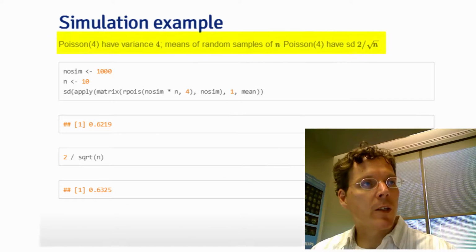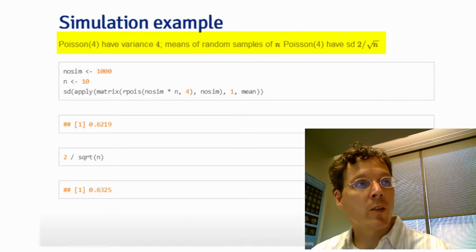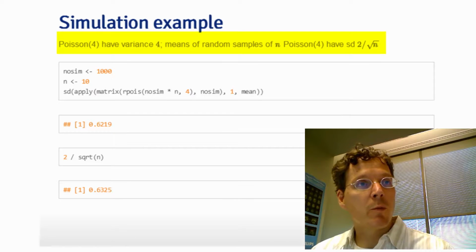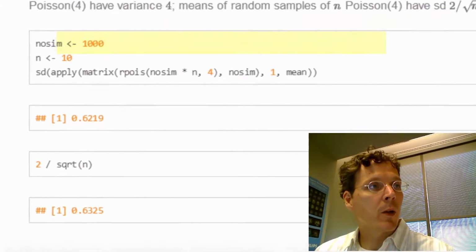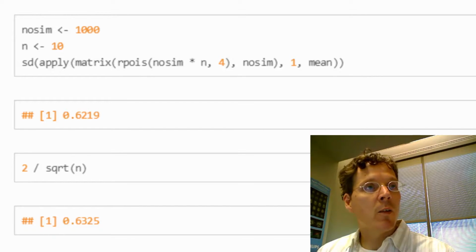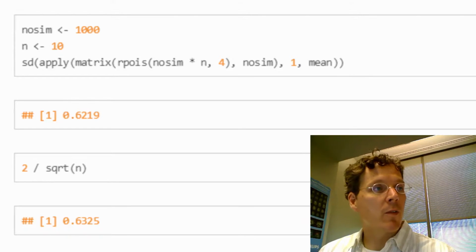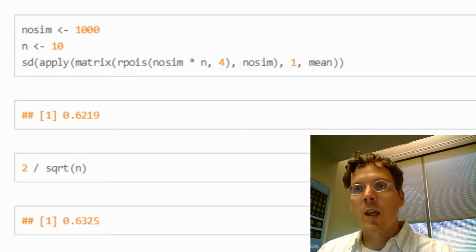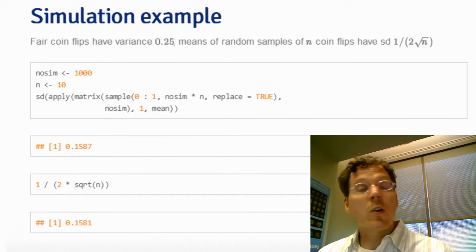Poisson 4s have a variance of 4. So Poisson is a distribution that we'll cover later on in the class, but for the time being, just think of it as a discrete random variable that happens to have a variance of 4. So means of random samples of n Poisson 4s must then have standard deviation 2 over square root n, according to our rule. Okay, so here I do it, and I get 0.62 when I empirically simulate lots of averages of size 10 of Poisson 4s, and I take the standard deviation of thousands of them. If I do 2 over square root n, I get 0.63. So maybe off by a little bit, but maybe beef up the number of simulations and you'll get it much closer. So let's go through one more example.